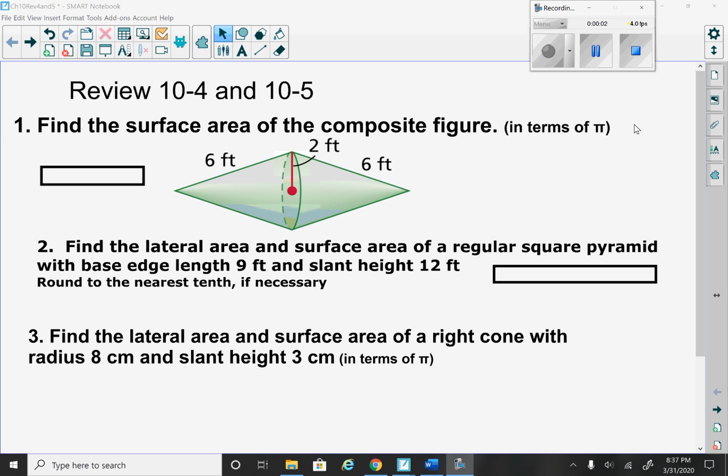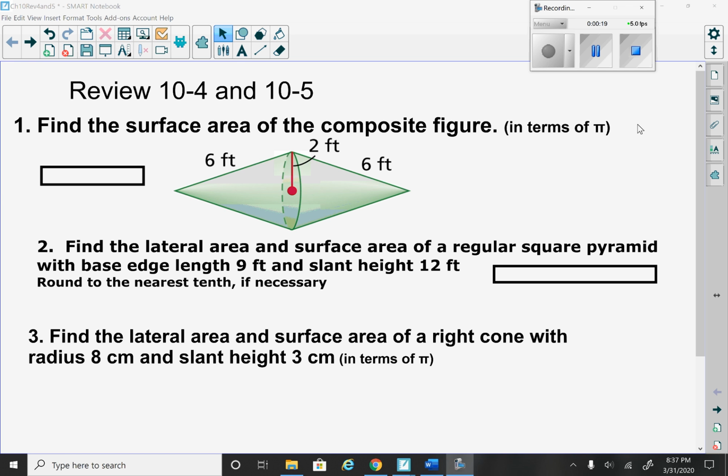Hi, this is Mrs. Young, and this video is a review of the last two lessons that we covered: surface area of prisms and cylinders and surface area of pyramids and cones. So I'd like you to get out your spiral and work on your bell ringer here.